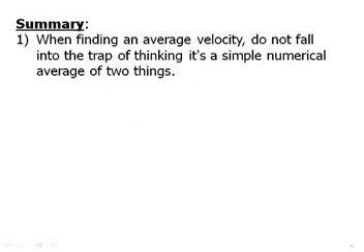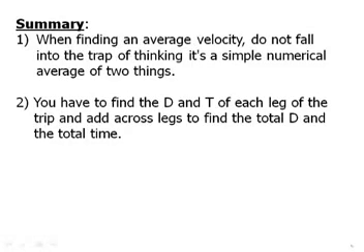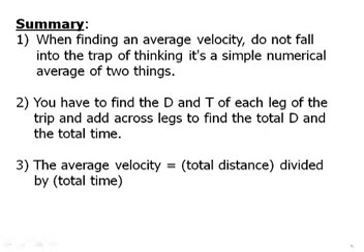In summary, when finding the average velocity, do not fall into the trap of thinking it's a simple numerical average of two things. You have to find d and t of each leg of the trip and add across the legs to find the total distance and the total time. The average velocity equals the total distance divided by the total time.